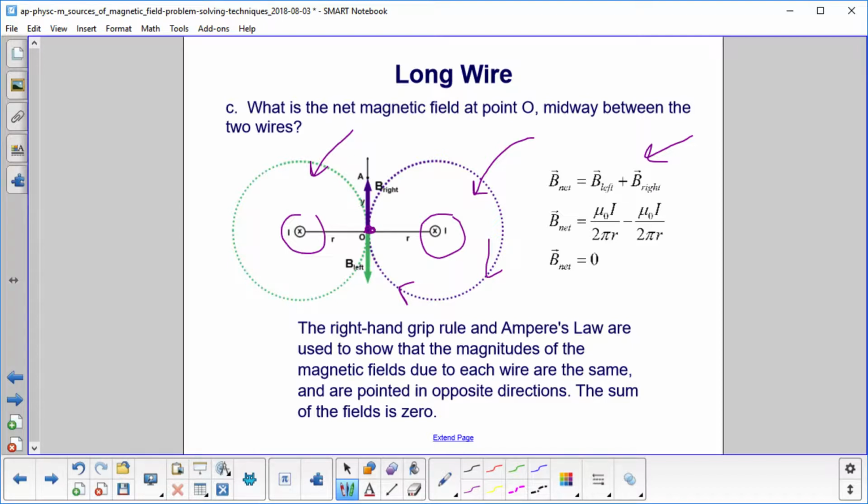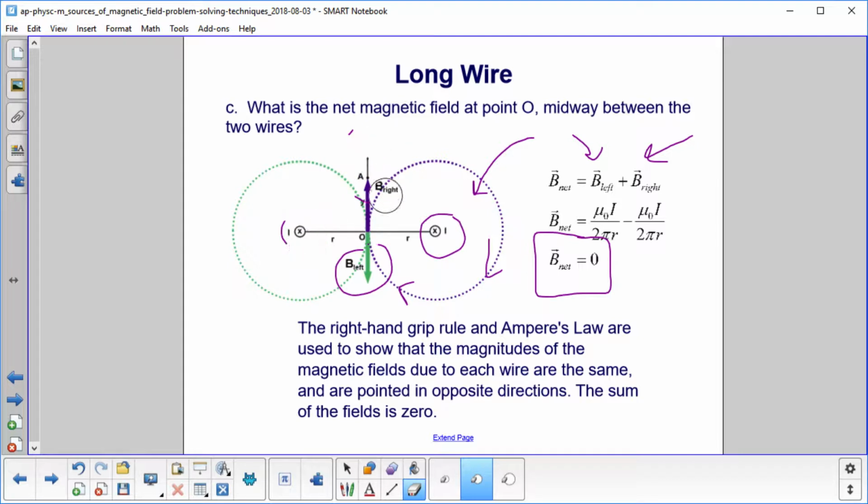So then we try and calculate the magnitudes of these. Well, we know that also. We did that in the previous part. It's just mu 0 I over 2 pi r. And then what we're going to say is we'll assign a positive value to the left magnetic field. Doesn't matter. It could have been negative, but we'll make it positive. So if that's positive, then B right is in the opposite direction, so that will be negative. We sum them together, and we get a net magnetic field of 0 at point O. So let me just erase all this so you can see it better.